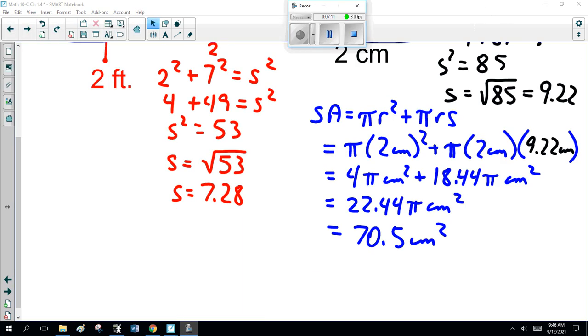Okay, ladies and gentlemen. I got 70.5 centimeters squared. Now check my math because I'm old. But pi times 2 squared plus pi times 2 times 9.22, I got about 22.44 pi, which works out to be about 70.5. All right? Well, that's what I got.